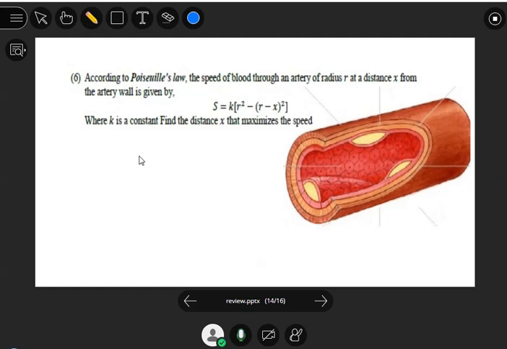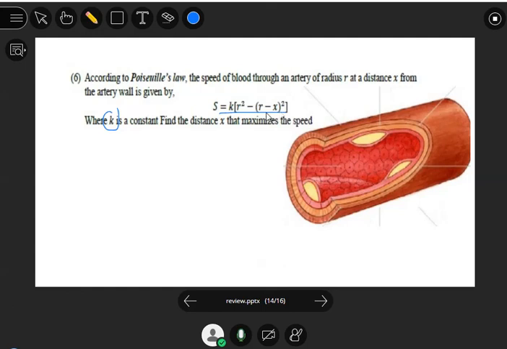It is a little bit tricky one because here it is mentioned that according to Poiseuille's law, the speed of blood through an artery of radius r at a distance x from the artery wall is given by this formula, where k is a constant. It is given that k is a constant, and we need to find the distance x that maximizes the speed. So the speed is given as this function s, k is a constant, and also r is a constant. So here x is the only variable.